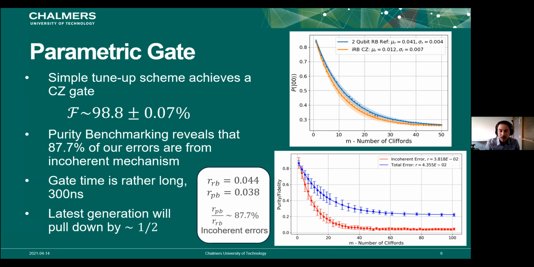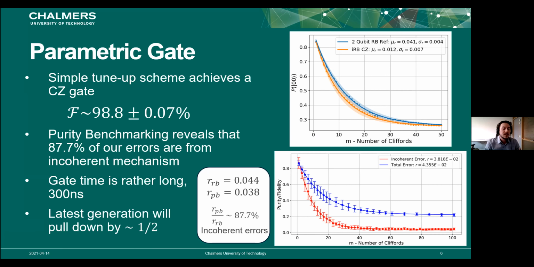But this is simply a design choice. We were somewhat conservative about the first gate that we wanted to implement. So we kept our couplings between the coupler and the qubit low, which means that our effective interaction between our two qubits was also rather low. Our latest generation has essentially doubled the coupling between them. So we expect that we should be able to pull down our gate time by around half.